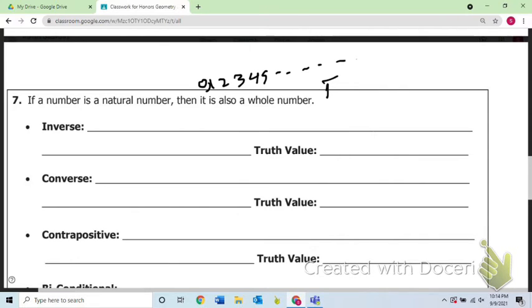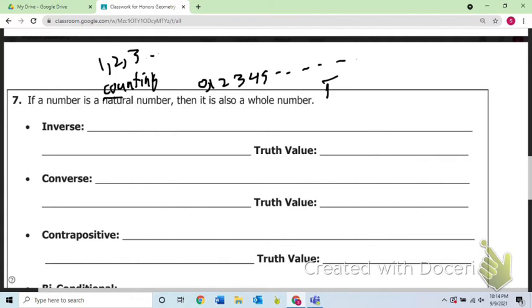Now, natural numbers are also called counting numbers, and those are just the numbers we count. So 1, 2, 3, 4, 5, and so on. So notice that the set of whole numbers is basically the set of natural numbers plus 0. So every single natural number is part of the whole number set. So that's why it is true. That's why when we say if a number is a natural number, then it is a whole number. There are a lot of things we could say, but we're just going to stick with this. So because all natural numbers are also whole numbers, this is true.